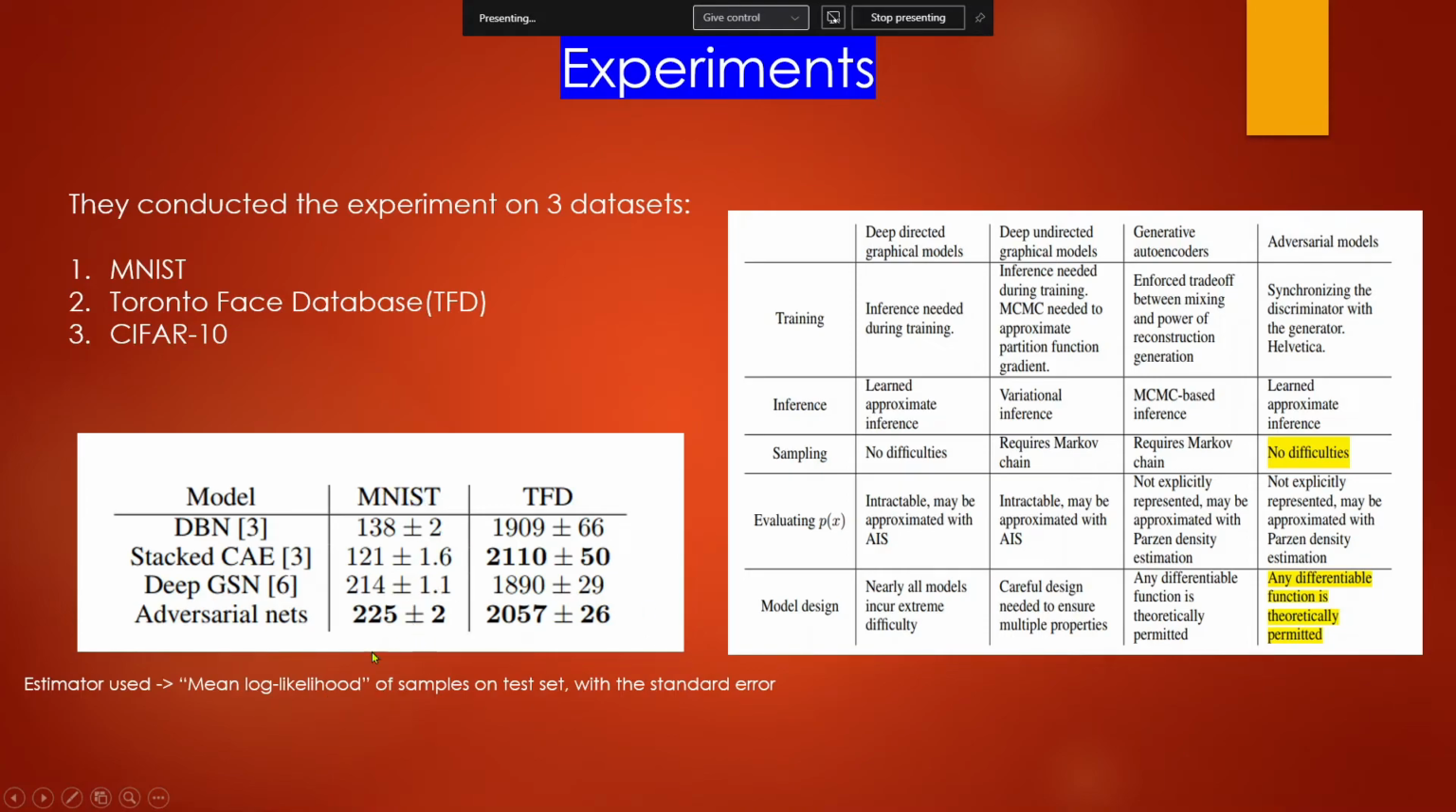You can see that it is producing better results. They have used an estimator named mean log likelihood. Under this estimator, the following result has been produced. As you can see, it is scoring highest at 225 with a very small standard error of ±2. And for the TFD dataset, this is the result. It's close to this, so we can call it a better result. So yeah, thank you everyone.